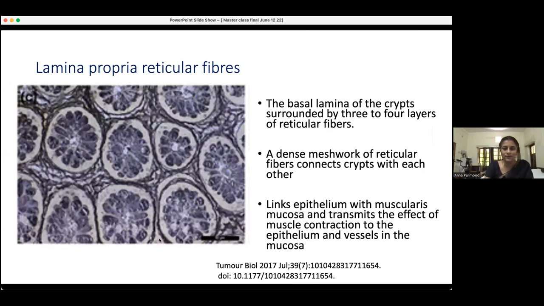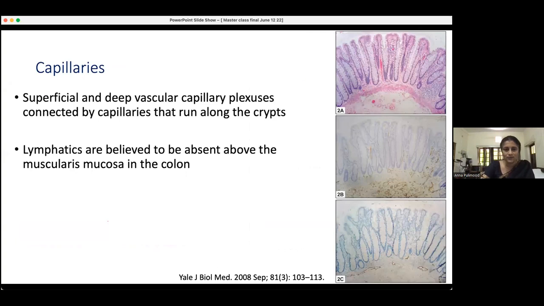If this is connected to the muscularis mucosa, you can imagine any contraction of the muscularis mucosa will be transmitted to this network. As for capillaries, there's a superficial and deep capillary plexus in the mucosa, at the top and at the bottom, and these are connected by vertical capillaries that go between them. Lymphatics are generally believed to be absent above the muscularis mucosa in the colon. There's a study I saw recently showing that in certain inflammatory conditions and in neoplasms, lymphatics might appear in the lower part of the mucosa.